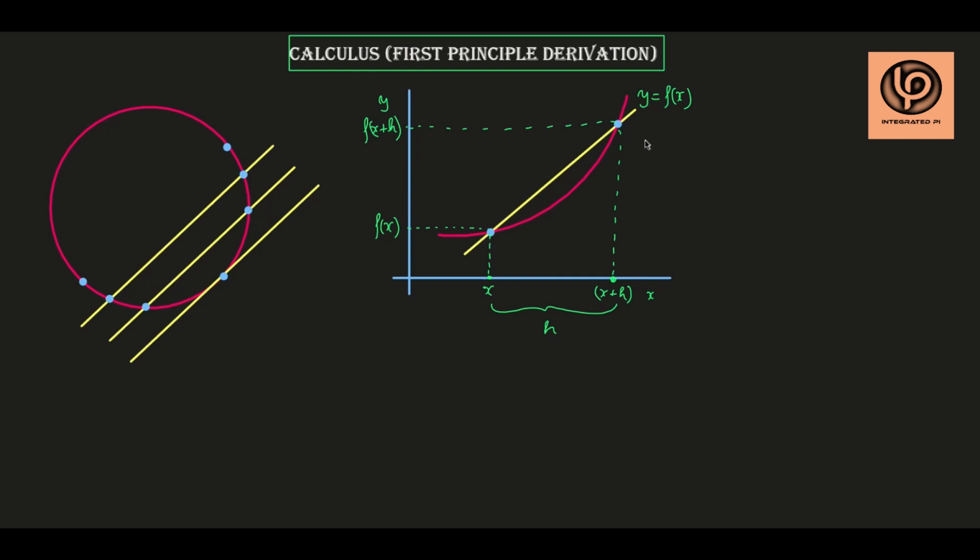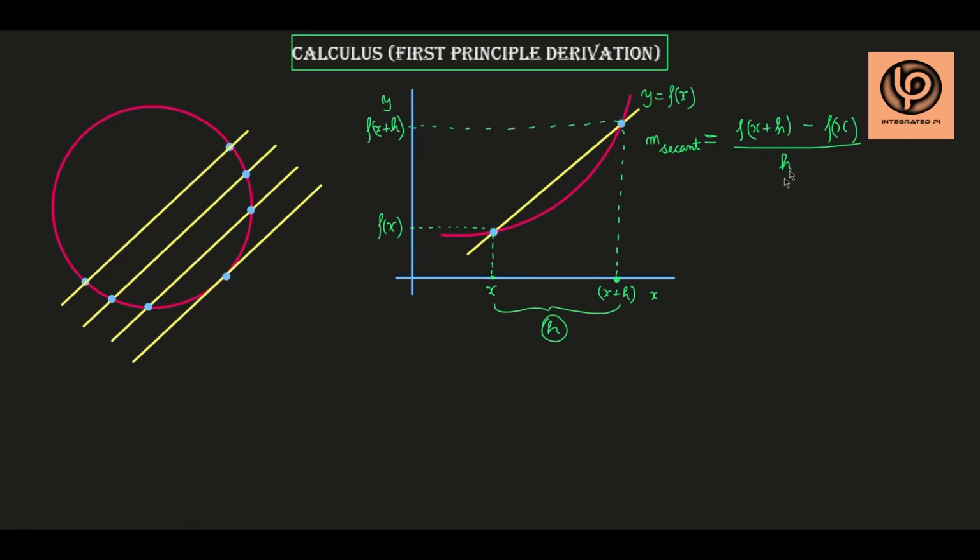So the gradient of this secant, m, equals the difference in y-axis over the difference in x-axis. So it's just f of x plus h minus f of x, over the difference in x-axis, which I've defined as h here. With this equation, we can calculate the gradient of the secant.